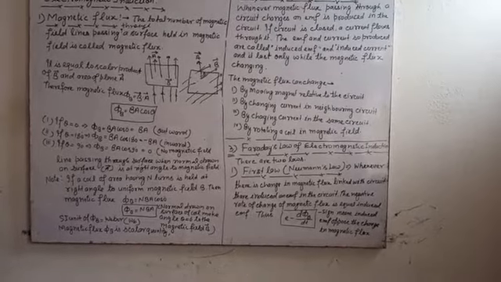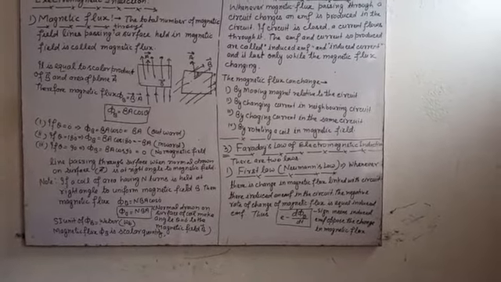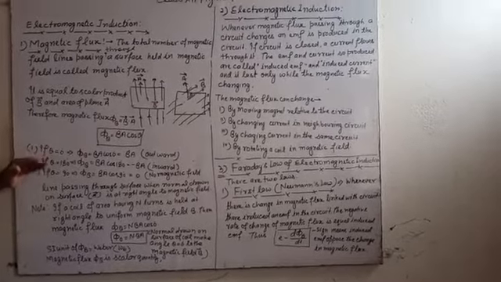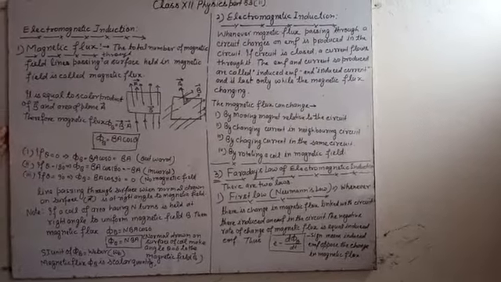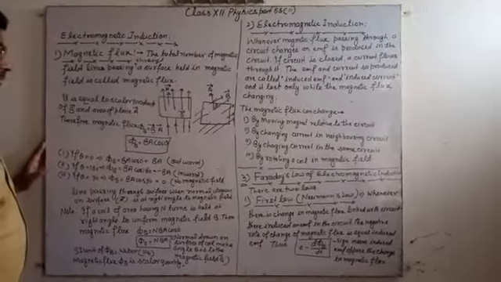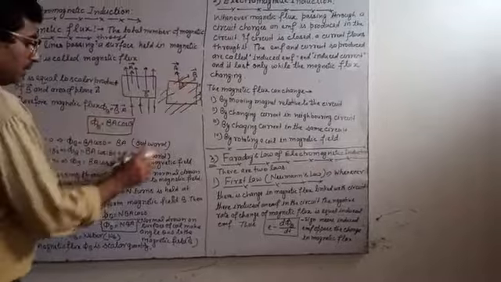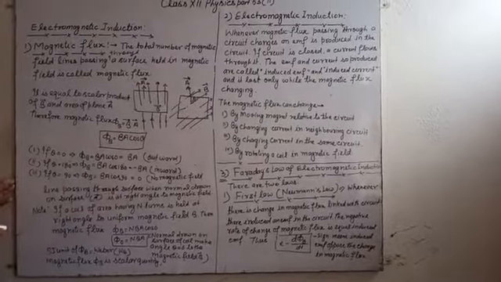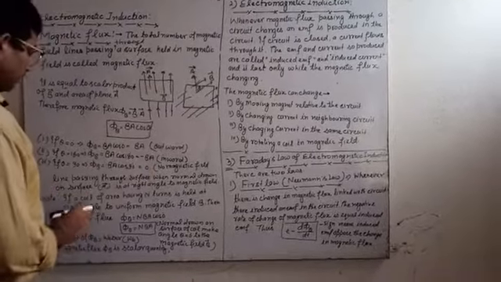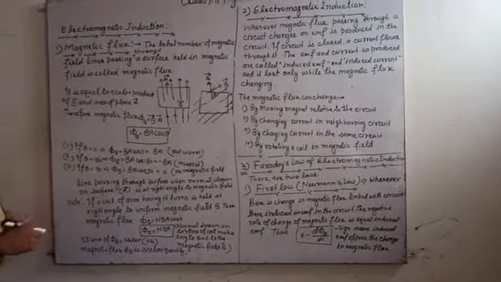It means when the plane of the coil or surface makes 0 degrees to the magnetic field, then the normal drawn on that surface makes 90 degrees, and there will be no magnetic field line passing through the surface.